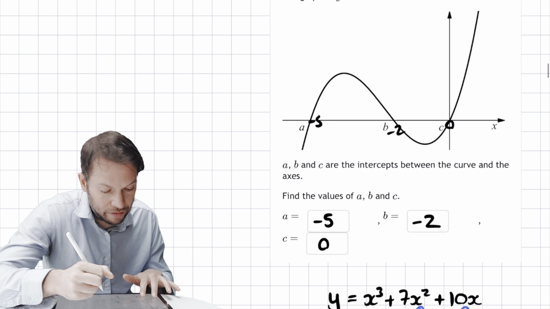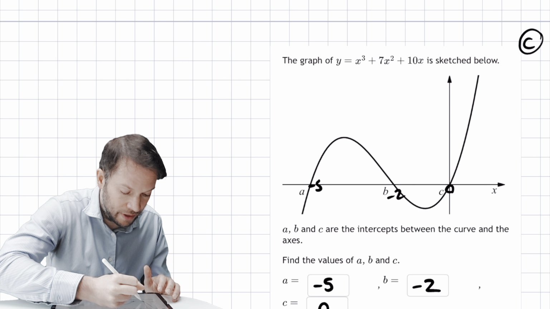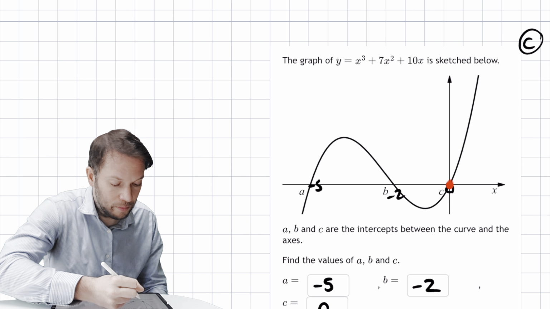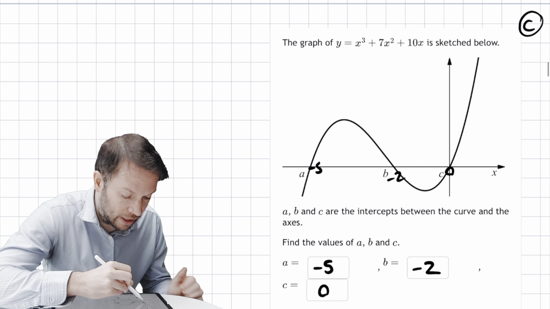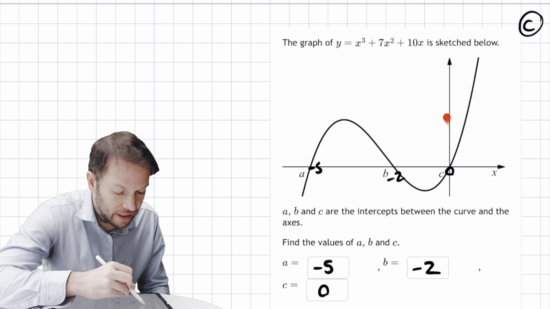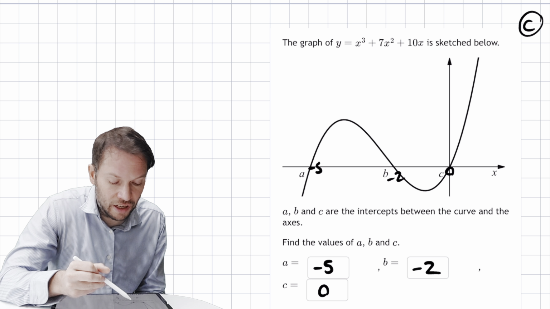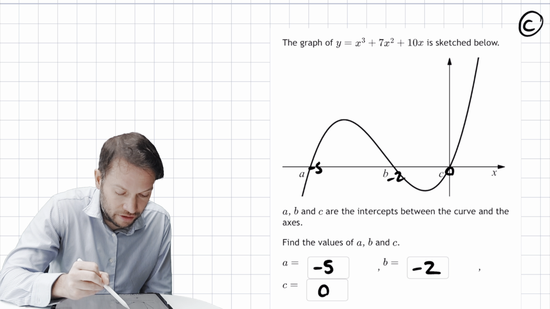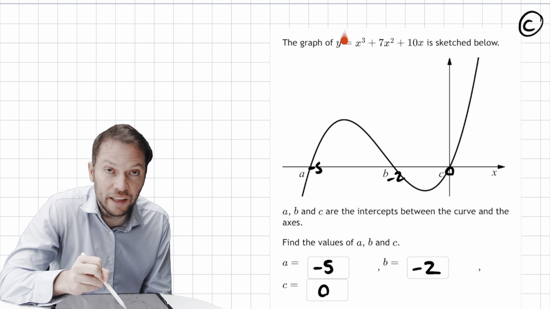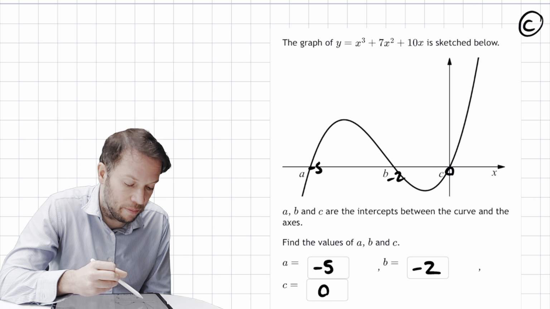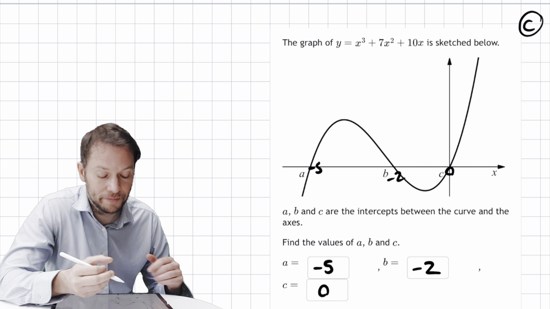Now, if this graph didn't cross the origin, but was at some other point on the y-axis, then to find the y-intercept, we just make x 0, because anywhere on the y-axis the x is 0, and you sub x is 0 into this. So you do 0 cubed plus 7 times 0 squared plus 10 times 0. In this particular case, the y value would be 0, but it might be something else in general.